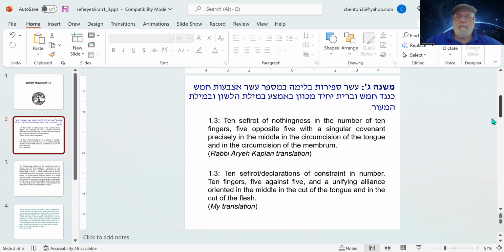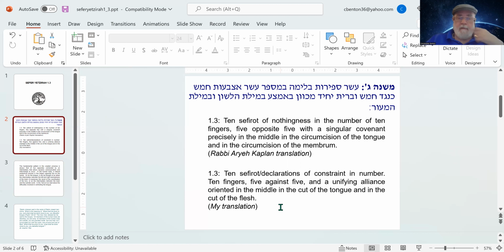And as usual, I've got the Hebrew here, followed by the late Rabbi Aryeh Kaplan's translation, and then my own translation. So Kaplan translates this as 10 sefirot of nothingness, and the number of 10 fingers, 5 opposite 5, with a singular covenant precisely in the middle, in the circumcision of the tongue and in the circumcision of the membrane. Okay, that refers to the male genitals.